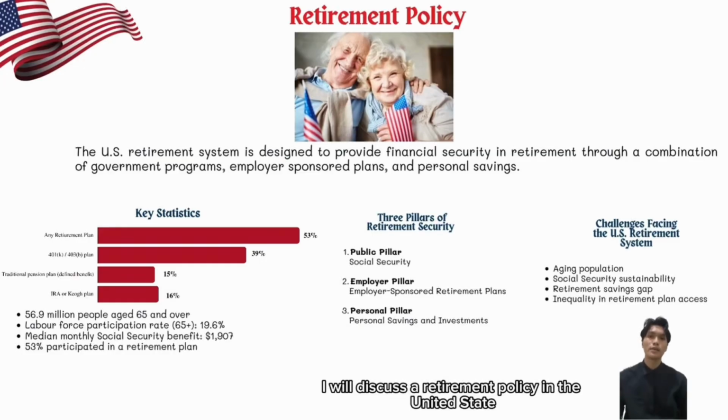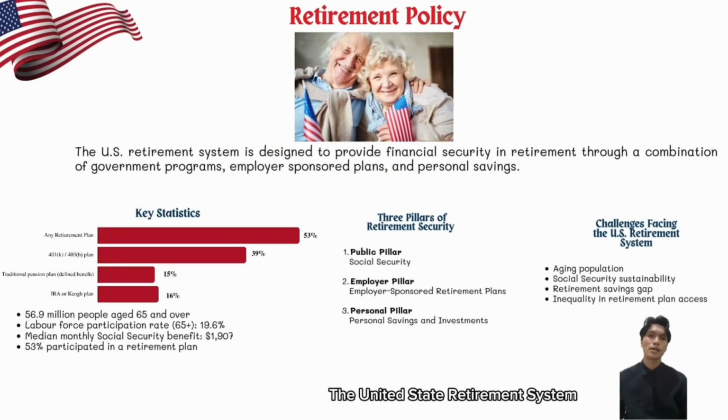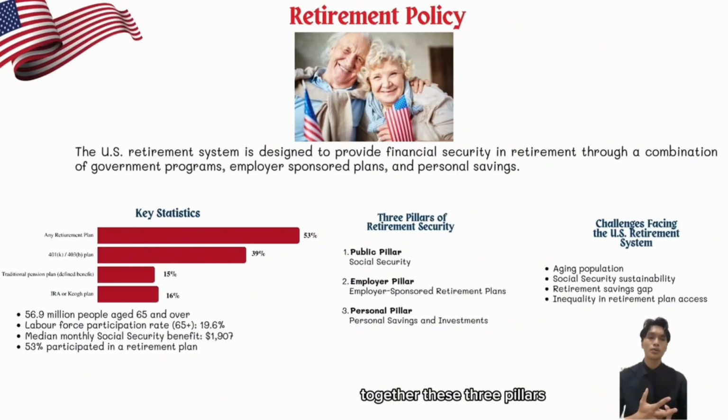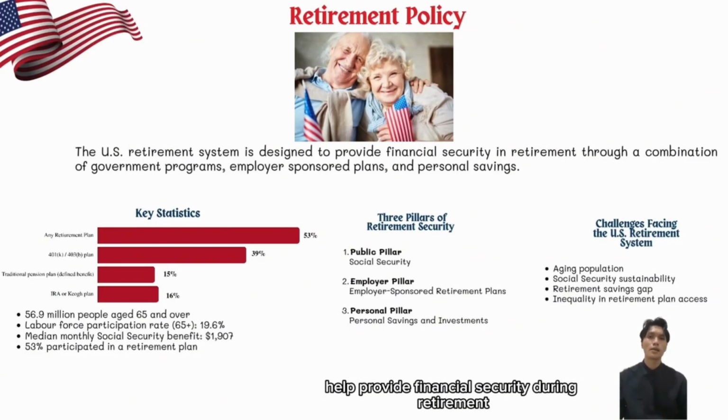Finally, I will discuss retirement policy in the United States. The United States retirement system is based on three pillars: Social Security, employer pension retirement plans, and personal savings. Together, these three pillars help provide financial security during retirement.